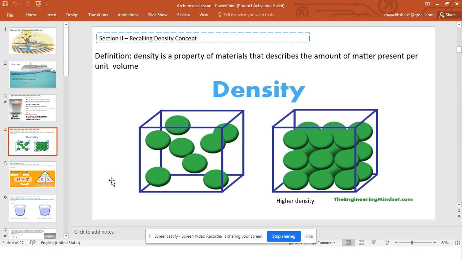As you can see in this figure, there are two cubes of the same volume, yani of the same space. But the amount of matter in the second one here to the right is greater than the amount of matter in the first one. Though they have the same volume, the quantity of matter, or the mass, here is greater than this, so we say that the second one has higher density.